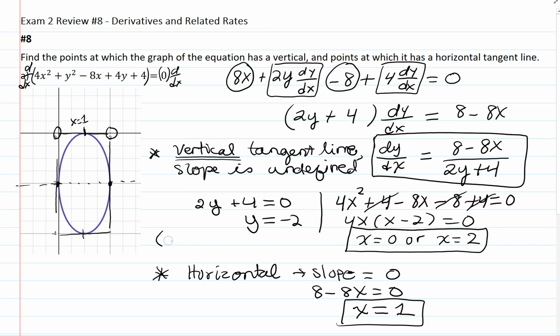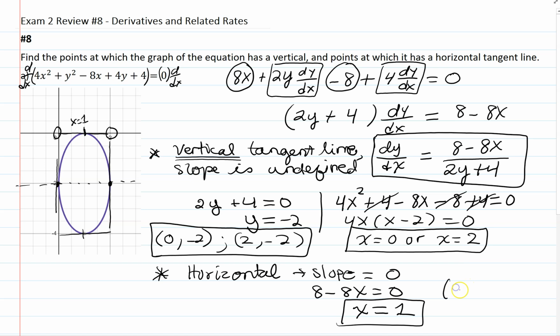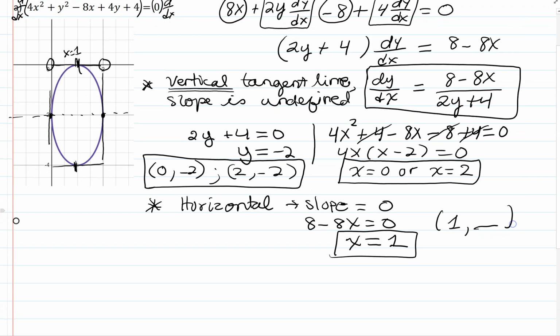Now, if you really want to, you could say that at the points (0, -2) and (2, -2), that's when you have vertical tangent lines. And then here we need to find out what y is in order to really say the point is. There should be 2 points, which we can see, this one right here and this one here. So let's see how that works out.